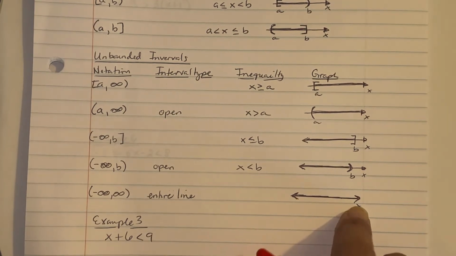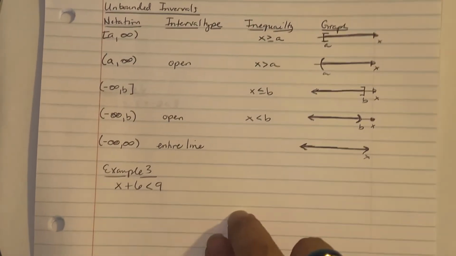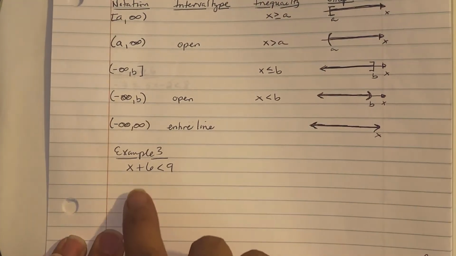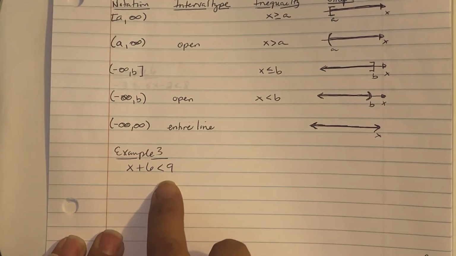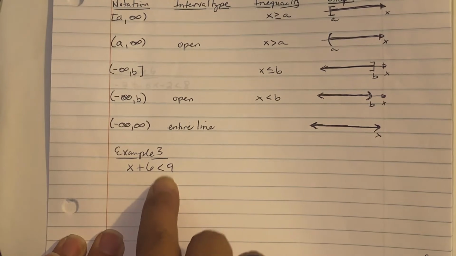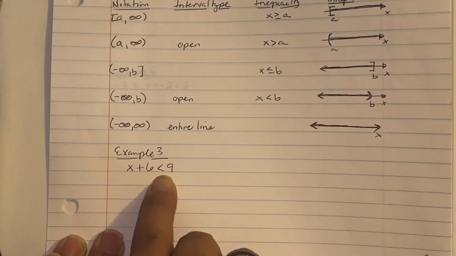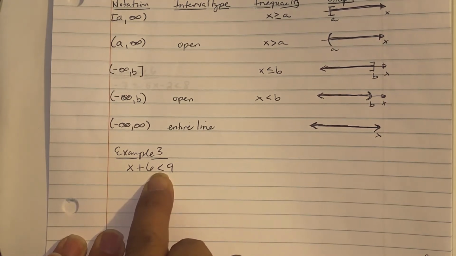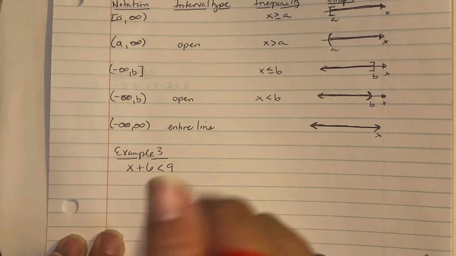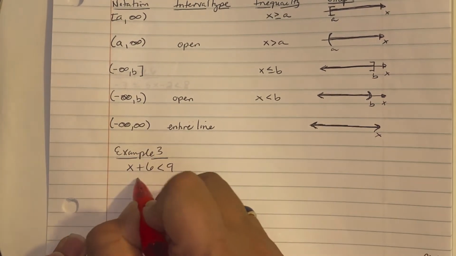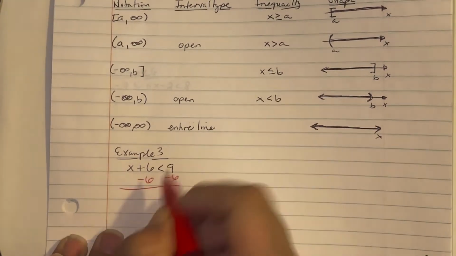In example 3, they're saying x plus 6 is less than 9. Think of the inequality symbol, the less than symbol. It could be a less than, a greater than, less than or equal to, greater than or equal to. Think of it as the equal sign. You're going to treat it just like if you're solving any equation. So we need to isolate the x, so we're going to subtract 6 over, to get x is less than positive 3.